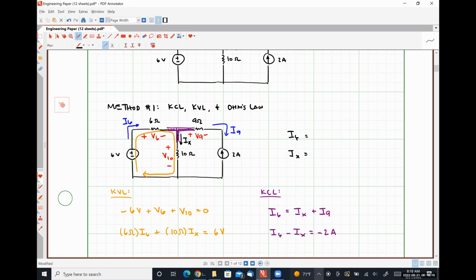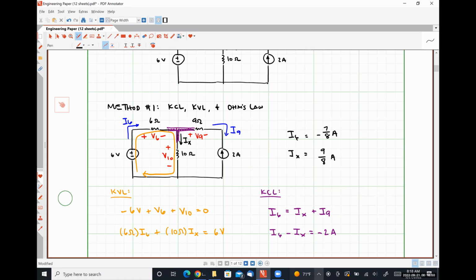And my second equation, the coefficient of I6 is 1. The coefficient of Ix is -1. And the constant term is -2. So when I solve this system of equations, I get I6 to be -7/8 of an amp and Ix to be +9/8 of an amp. Anybody get something different?